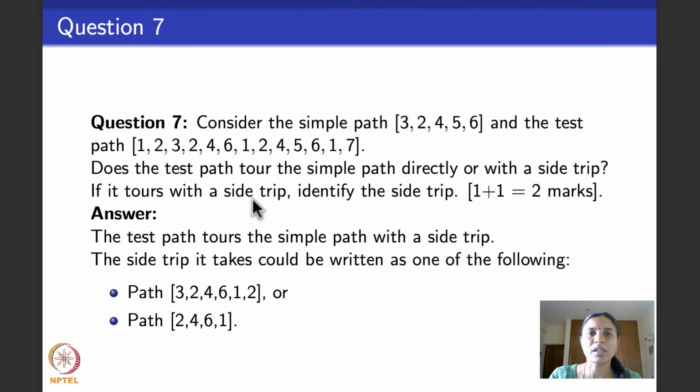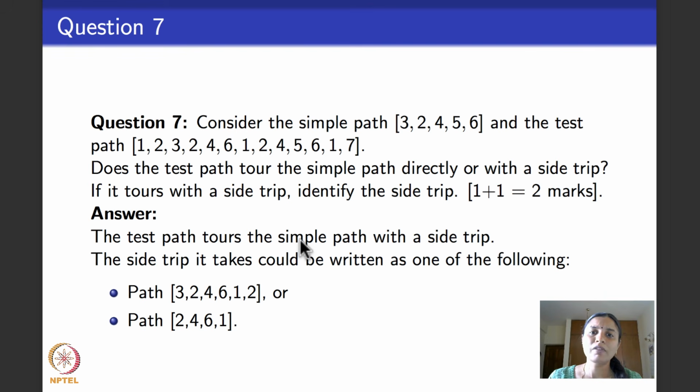So the question that was asked had two parts. Does this test path tour the simple path directly or with a side trip? The test path doesn't tour the simple path directly, right? If you see, the simple path is 3, 2, 4, 5, 6. It's split into two parts here. 3 and 2 come here. 4 and 5 and 6 come here. So it doesn't tour the simple path directly. If it tours the simple path directly, the simple path will be a contiguous subpath of the test path. Because it's not there, it doesn't tour the simple path directly.